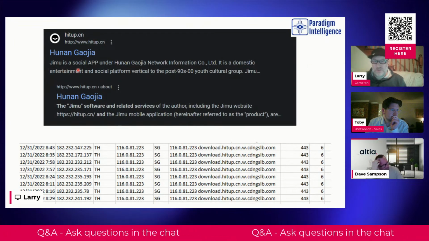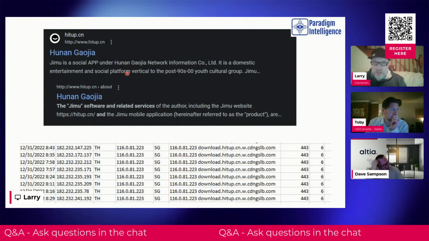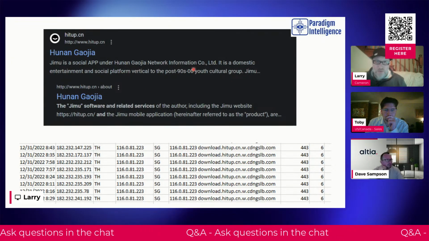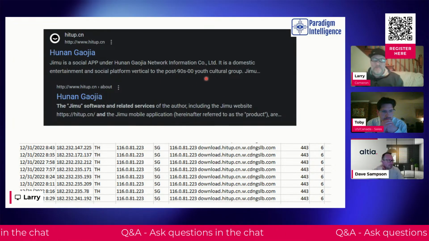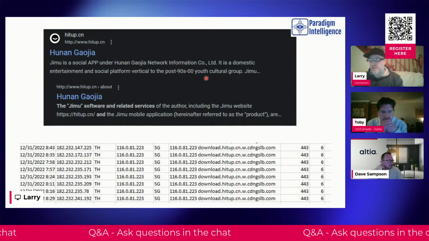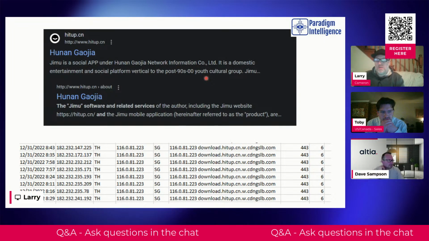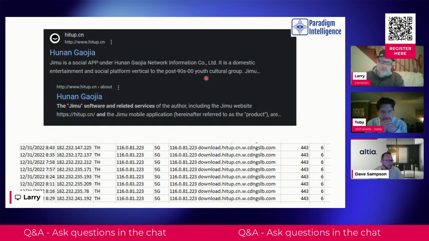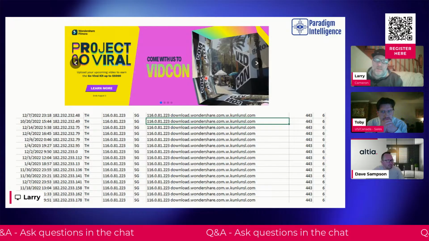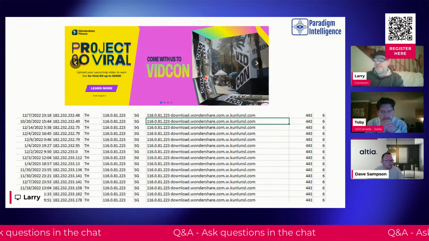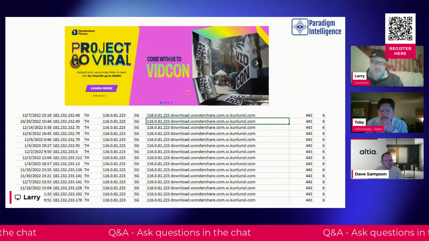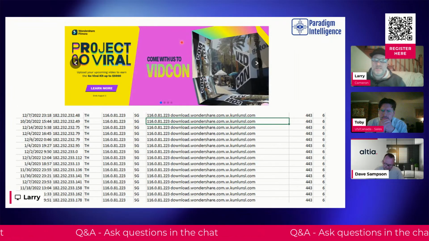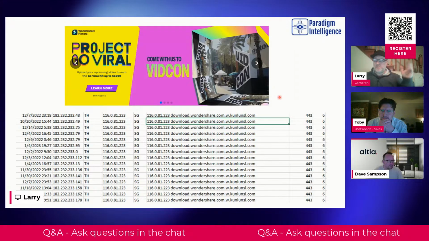So, a social app under Hunan Gojja Network Information Co., a domestic entertainment social platform. So we know how they're communicating, how they're trying to find victims, or how they're doing scammer-to-scammer chats. Project Go Viral. If you're running a scam, you obviously want it to go viral. So I was able to do a lookup on this and find exactly what it is. And I checked out the site and everything.